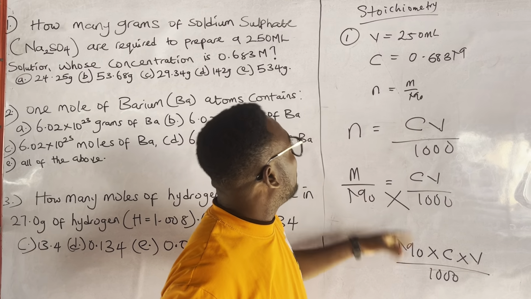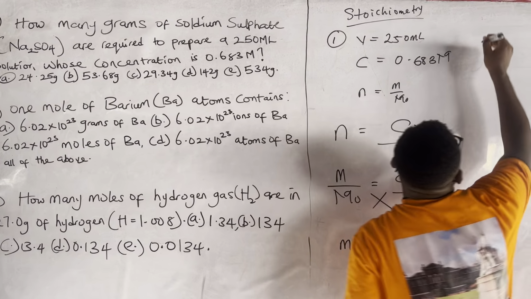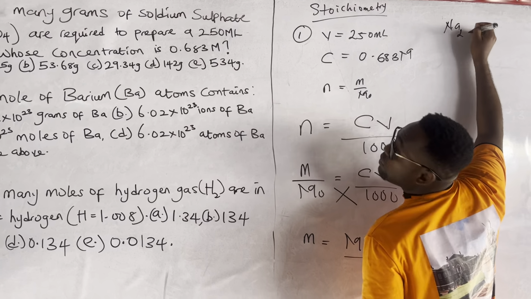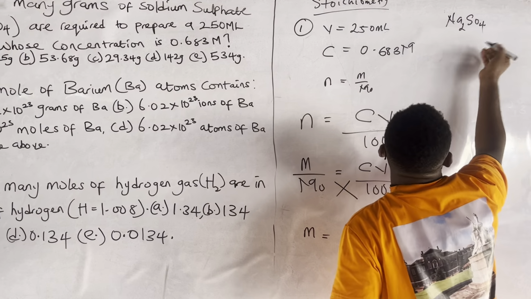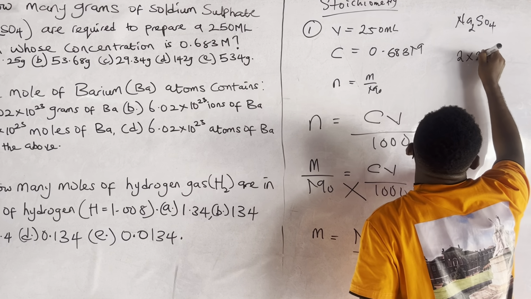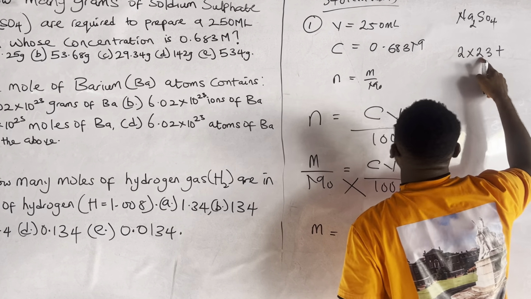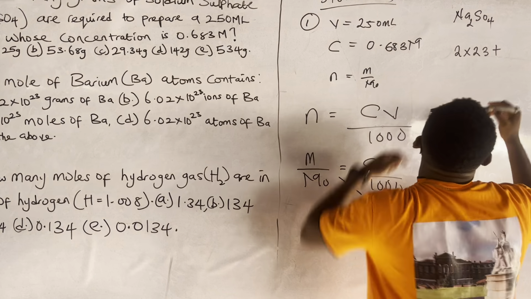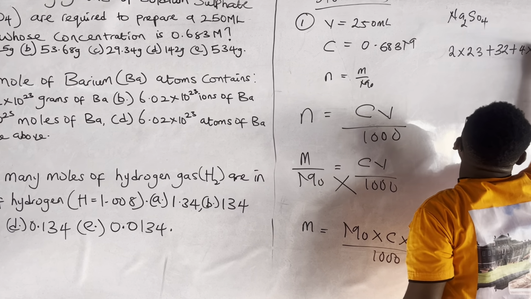Now, we need to calculate the molar mass from the substance given. We are given the compound to be Na2SO4. To solve this, sodium is 23, so we have 2 times 23, the relative atomic mass of sodium, plus sulfur is 32, plus 4 times 16.